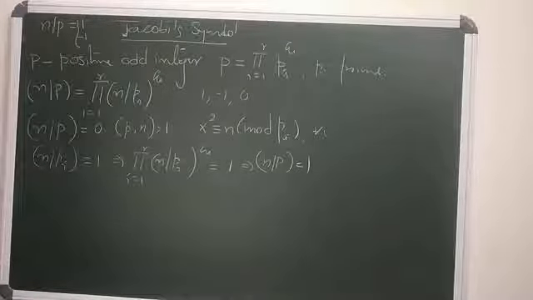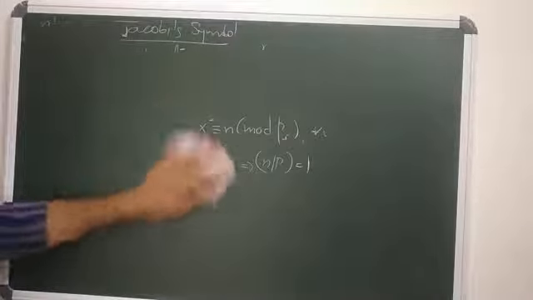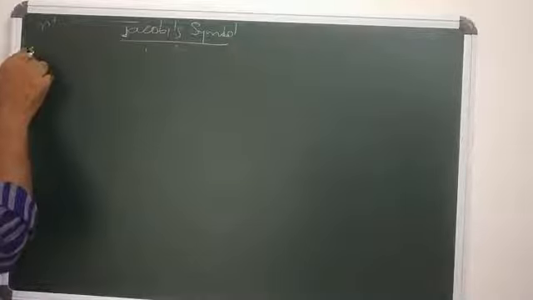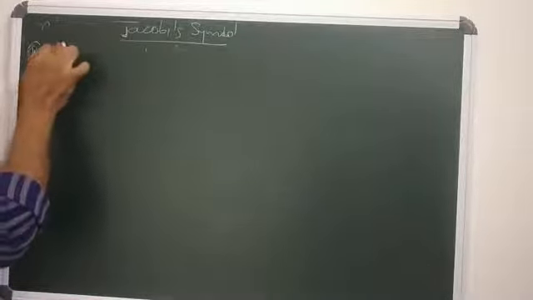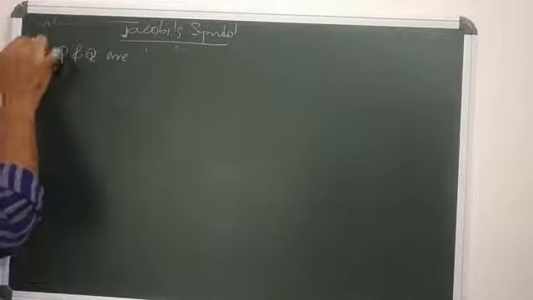Now we are going to the properties of this Jacobi symbol. We know that the Legendre symbol is completely multiplicative, that is, (mn/p) equals (m/p) times (n/p) for all m and n. That is by the completeness property of the Legendre symbol. Here the first property: suppose p and q are odd positive integers.